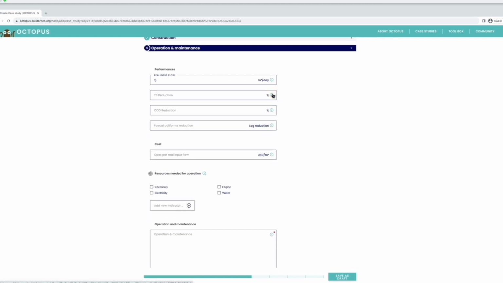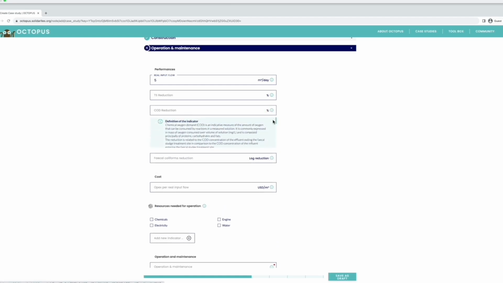Next, similar to the TS, we need to define the percentage of COD reduction, another performance indicator. The reduction of COD measures how much the treatment process reduces the COD concentration. The COD is an indirect measure of organic matter content. The discharge of organics into natural water bodies can lead to oxygen depletion, harming aquatic life and damaging ecosystems.